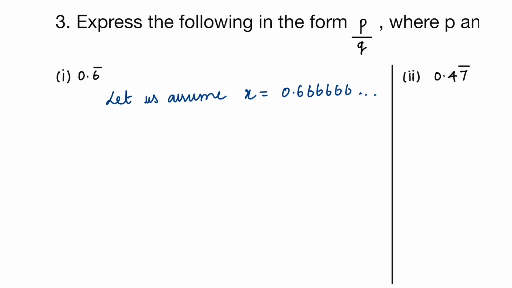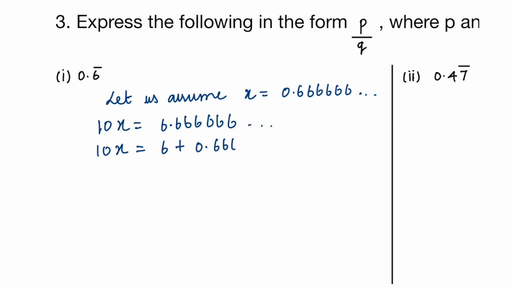you are going to multiply this equation. You are going to multiply this x is equal to 0.6 bar by 10 on both sides. So 10x is equal to 6.66666, because you have multiplied it by 10 on both sides, right? Now I am just going to split the RHS and write it as 6 plus 0.666. Now why are we doing that? We just want to basically replace this 0.6 bar with the value of x that we have already assumed. Okay, this is the value that we have already assumed, right?